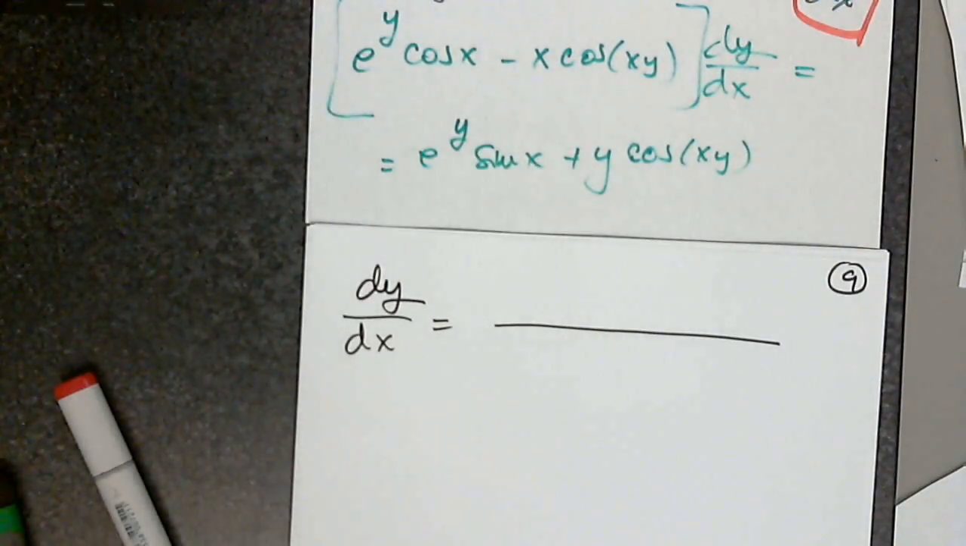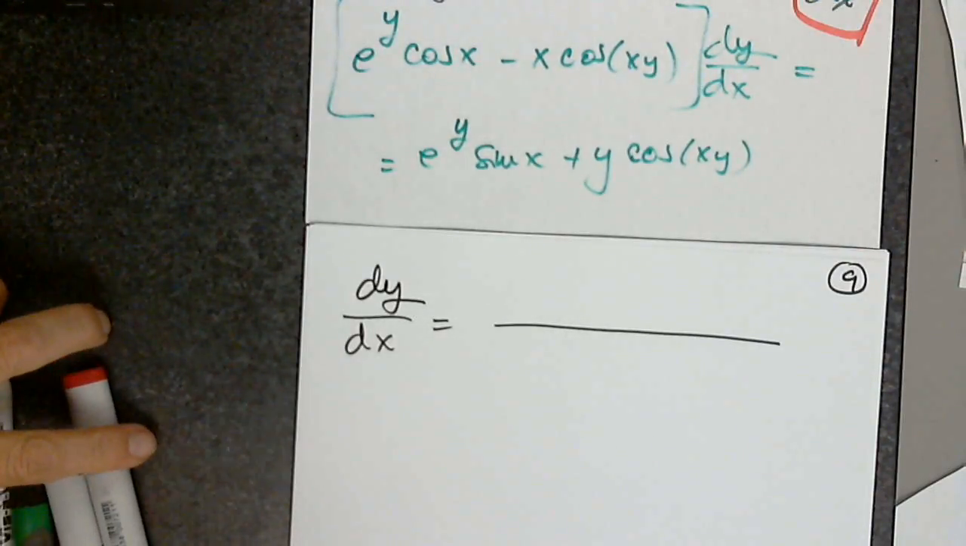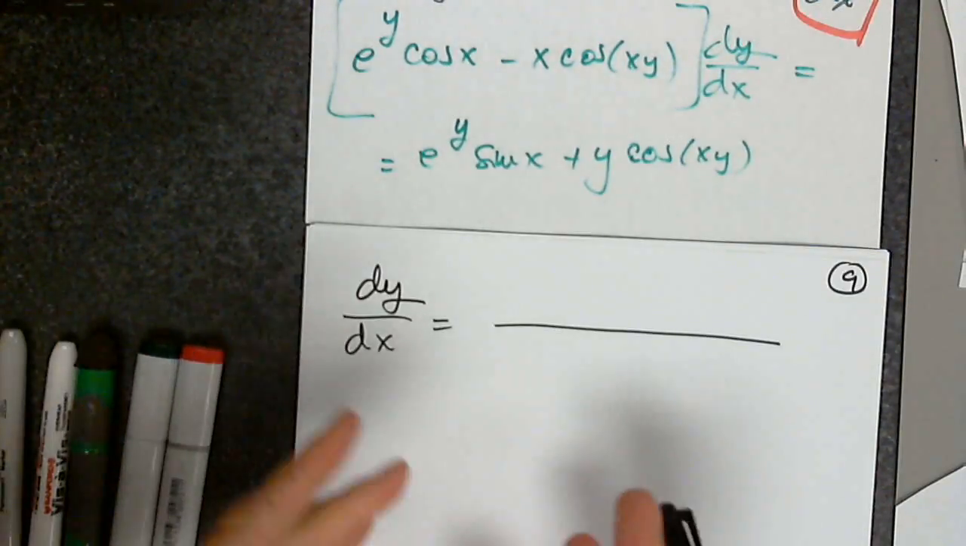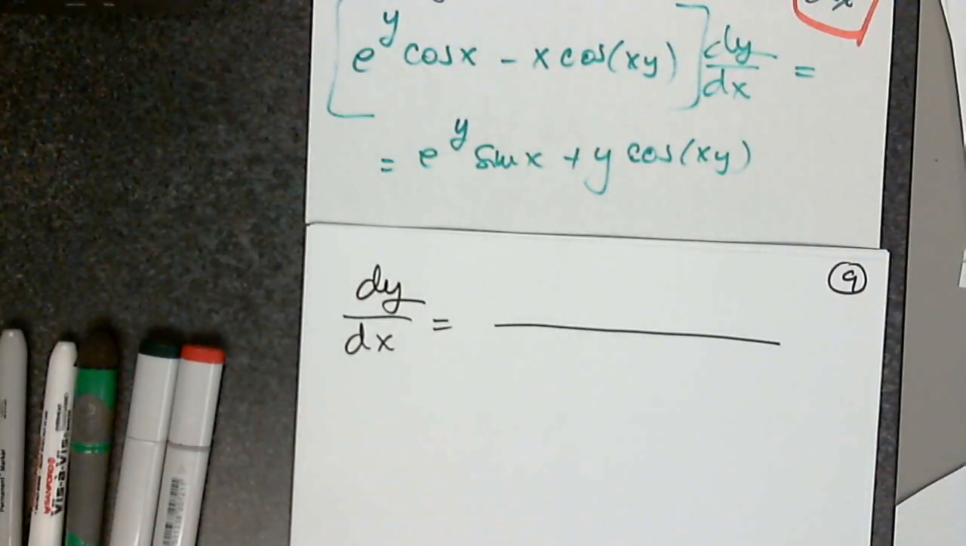Now after this example, do you feel a little bit better about implicit differentiation? Do you think we need another example? If you say yes, we'll look at another example. I don't mind at all. So can anyone give us the final form for dy over dx?